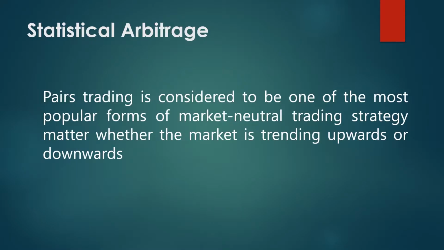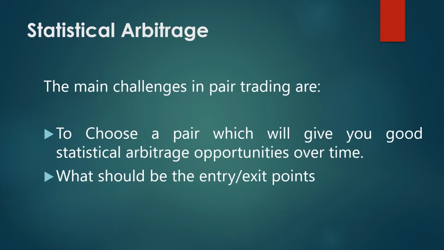Hello everyone. Today in this lecture we are discussing pair trading strategies using statistical arbitrage. Pair trading is considered to be one of the most popular forms of market neutral trading strategy. In this strategy, usually a pair of stocks is traded in a neutral market such that it doesn't matter whether the market is trending upwards or downwards, because of hedging two open positions for each stock against each other.